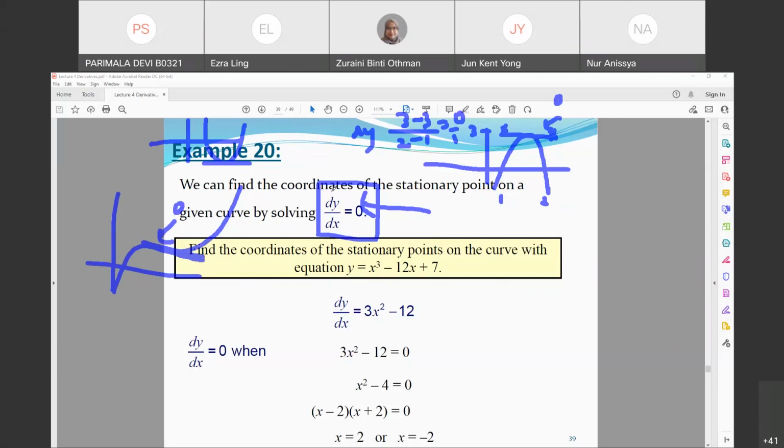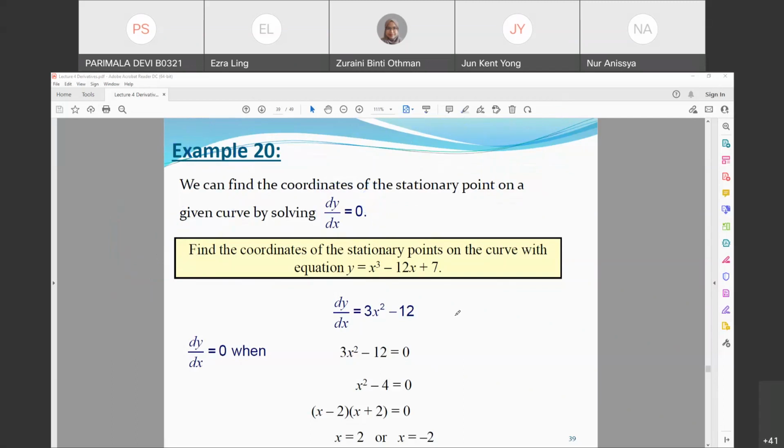Okey, oleh sebab itu kita tahu bahawa ada tiga keadaan. Sama ada dia maksimum, minimum ataupun it is turning point. Okay then. Here. First, in order to get the stationary point, we have to find its first derivative. Okay. At dy dx is equal to 0.